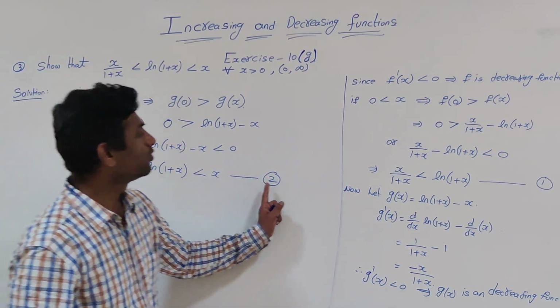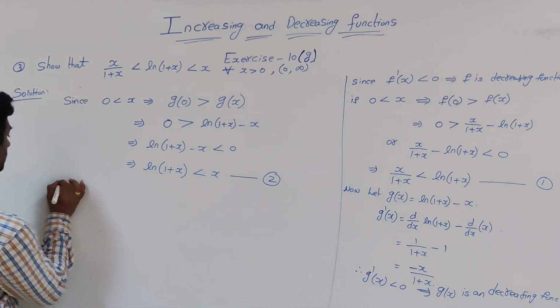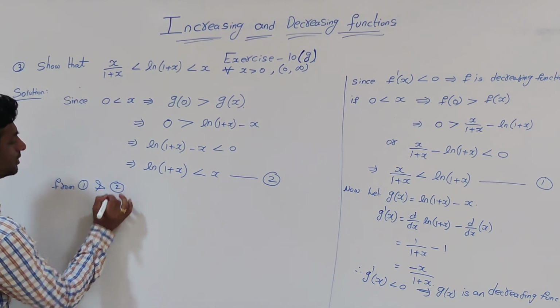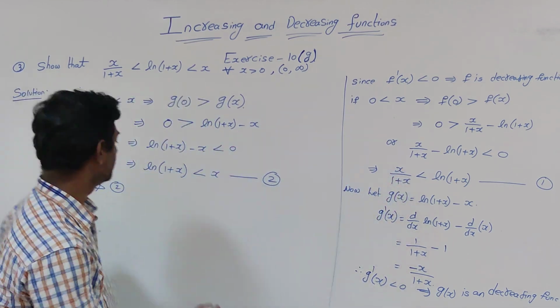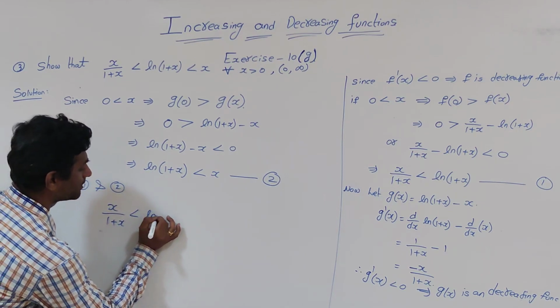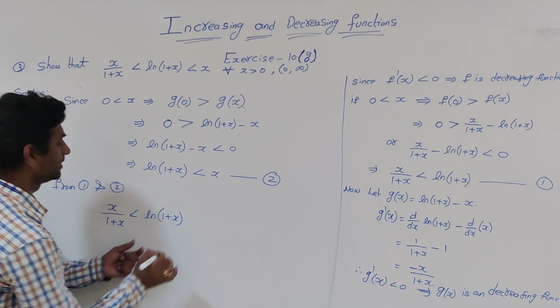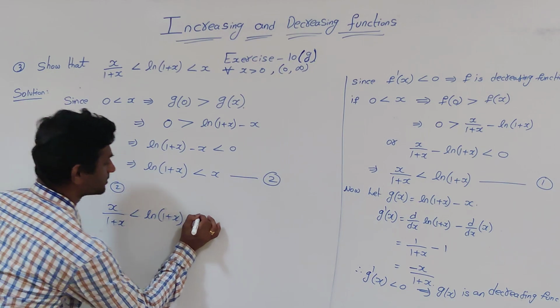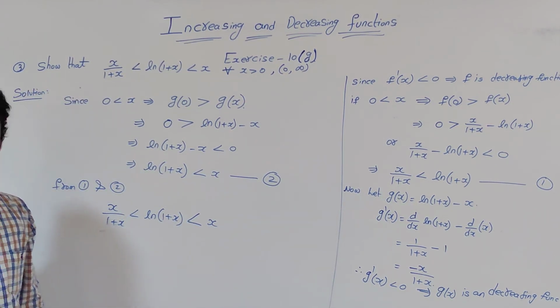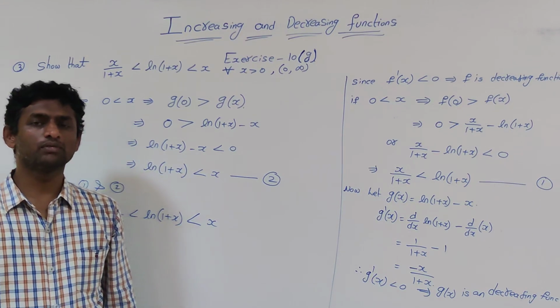So if we club 1 and 2, from 1 and 2, what is 1? x by 1 plus x is less than ln of 1 plus x. Again ln of 1 plus x is less than x. So that is our statement. Next problem.